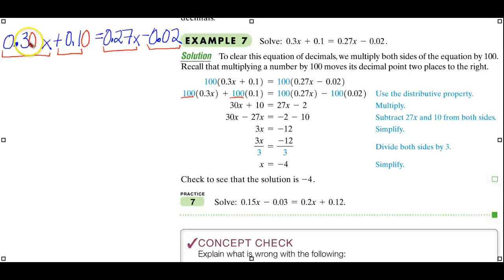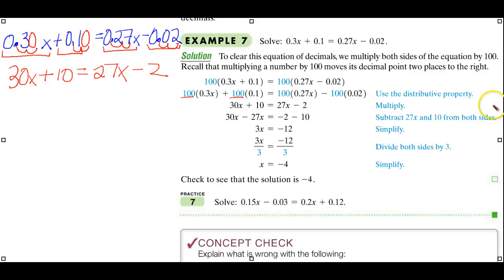Now, the easiest way to multiply by 100 when they're in decimal is just to move the decimal place over 2 places. Now that I have 2 places here, it's easy to do. And here, these already had 2 places. So now I rewrite my equation without the decimals. So this is going to be 30x plus 10 equals 27x minus 2.